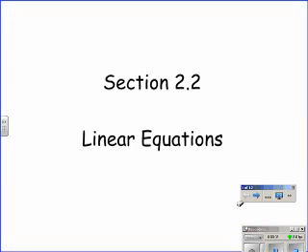Pilarski again. I'm going to talk about section 2.2, linear equations, an Algebra 2 topic. It's also an Algebra 1 topic. We'll be working with different forms of a linear equation today, such as the standard form, slope-intercept form, and the point-slope form of linear equations, as well as taking a look at the slope formula itself. So let's jump right into it.